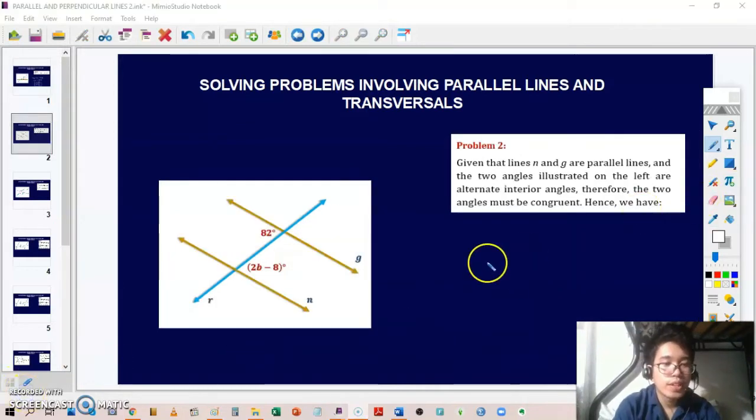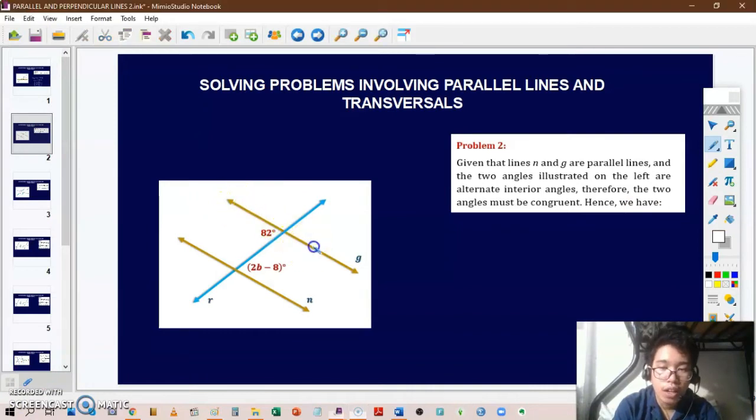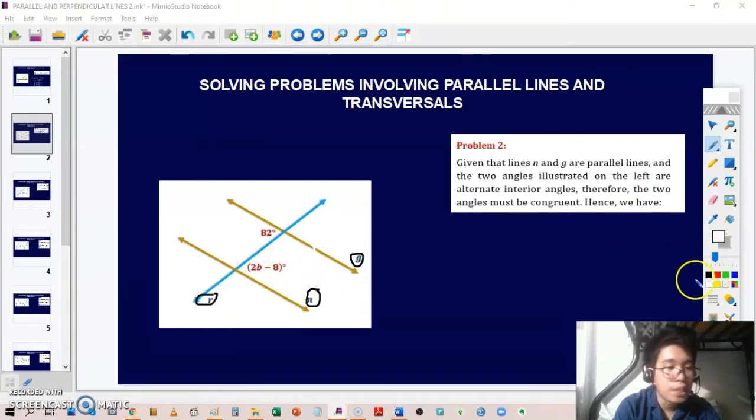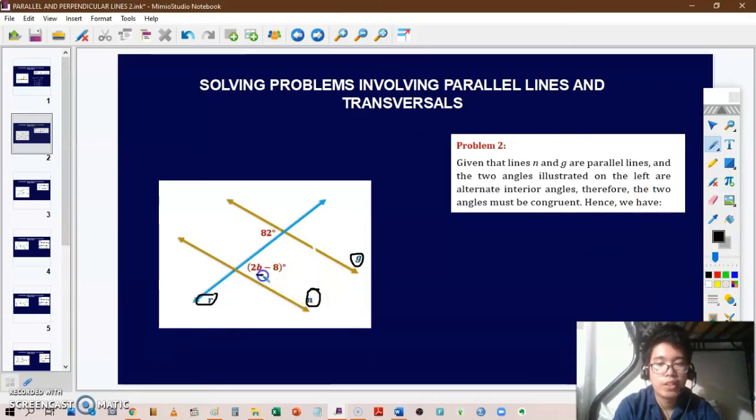So for the second problem, we have again two parallel lines, line G and line H. They are both parallel lines, and they have a transversal. It's been cut by a transversal at 2 points, so that's transversal R. And for this problem, we want to know the value of B. So again, how do we solve for the value of B?